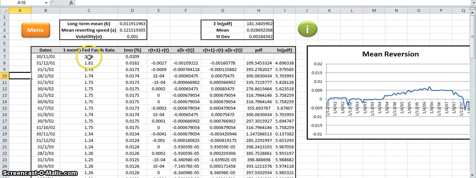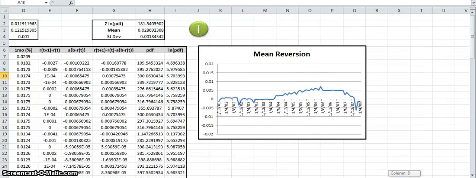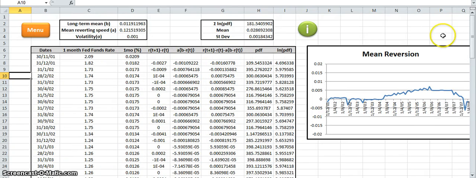What I've got here is 1 month Fed funds rate data from 2001 to 2008. I would like to pick a bigger period, but the problem was the data wasn't really corresponding to the results here favourably. So I kept it to this period.